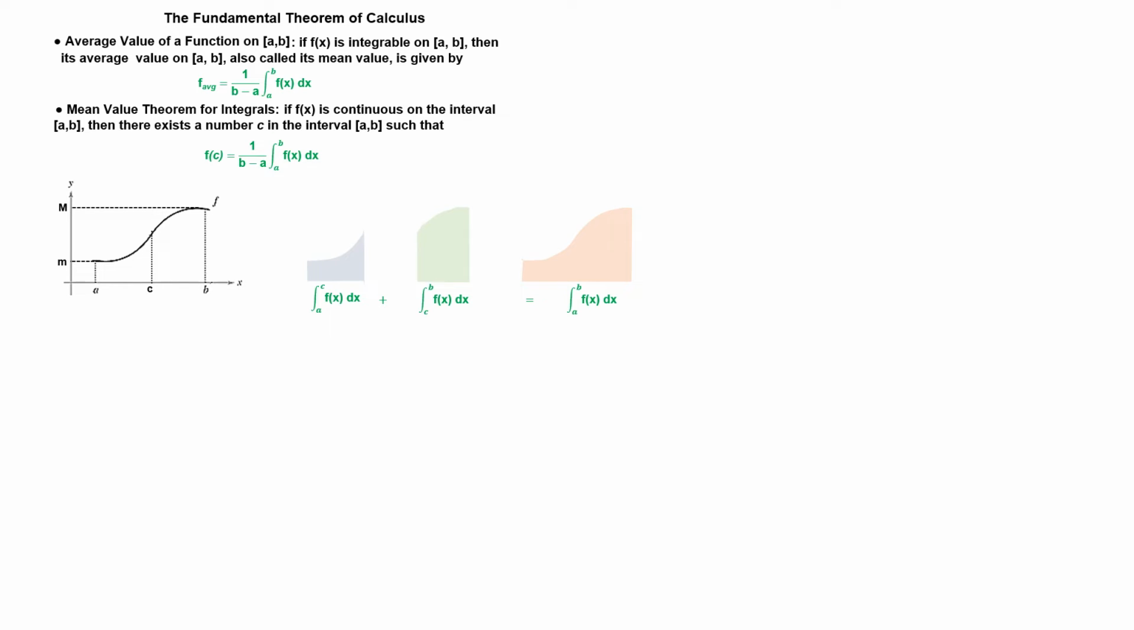Second, let b equal a. It seems obvious that when the interval starts and ends at the same place, the result is 0. That is, the definite integral is 0. So we obtain that the definite integral of f of x dx from a to c is the opposite of the definite integral of f of x dx from c to a. This is called reversing the interval of definite integrals. In short, when we invert the limits of an integral, the sign of the integral changes.